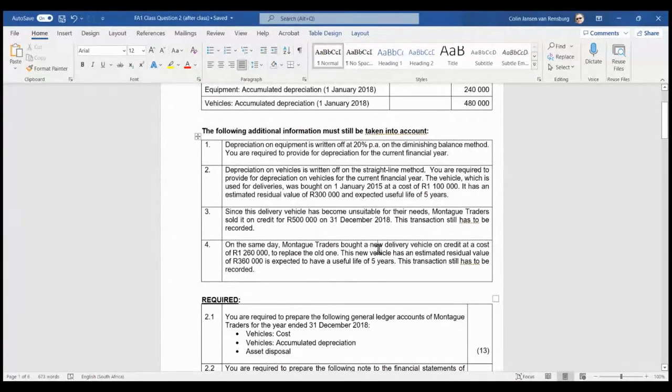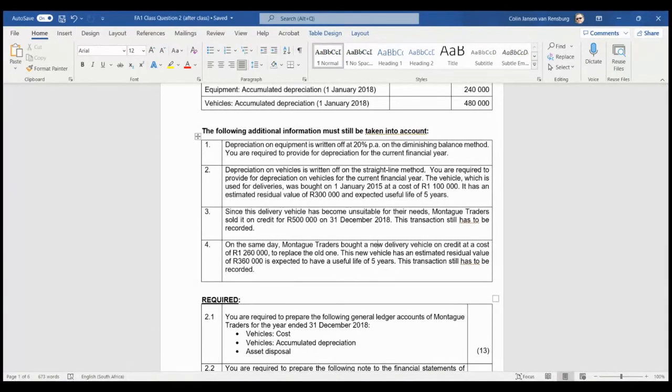On the same day, Montague Traders bought a new delivery vehicle on credit at a cost of 1,260,000 rands to replace the old one. This new vehicle has an estimated residual value of 360,000. So if we need to calculate depreciation on it next year, we know how to calculate the depreciable amount, and an expected useful life of 5 years. And this transaction still has to be recorded, right? So we must still go and do that. So let us do that, ladies and gentlemen.